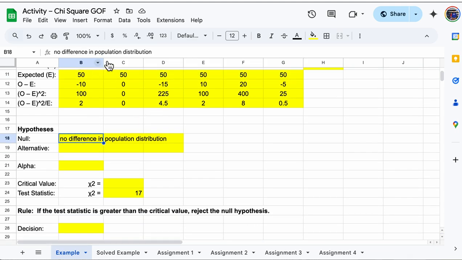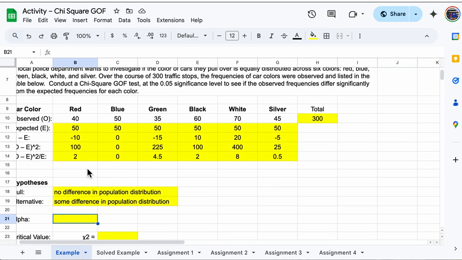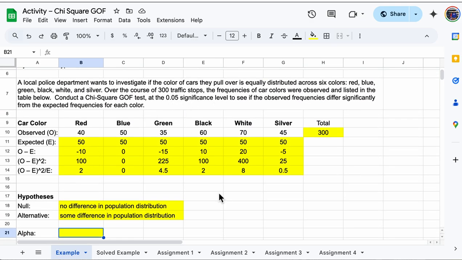The alternative would be pretty much the same thing, just now there is SOME difference in population distribution. All right, we don't know how much of a difference, we would just know that there is a difference. The alpha value, they told us in the problem, the significance level is the alpha, 0.05.